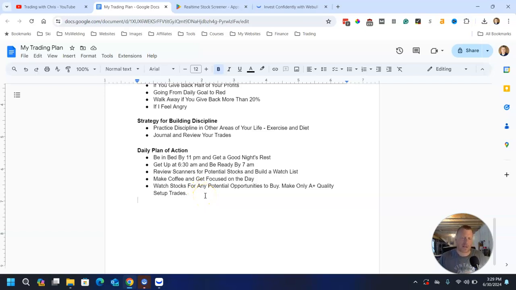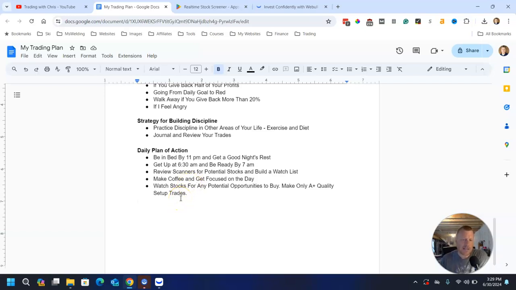And then I'll watch for any potential opportunities to buy and make A plus quality setups and trades. So I watch the stocks, actually I spend more time watching stocks than actually making the trades. And as a beginner, that's fine. I'm watching everything. And then when I know it's right, that's when I make the trade. And if I get to the end of my trading time, where I'm at, it's 11 a.m. and I haven't traded anything, guess what? I'm not trading anything that day. So that's how I do it.